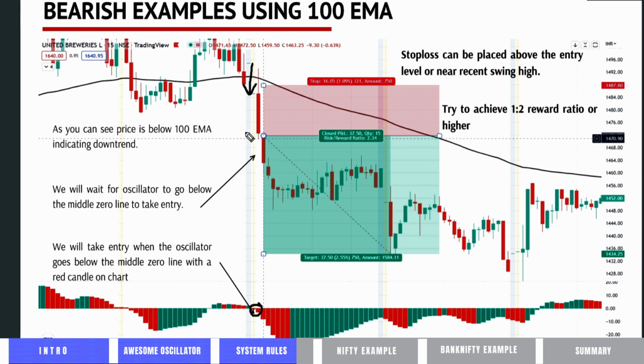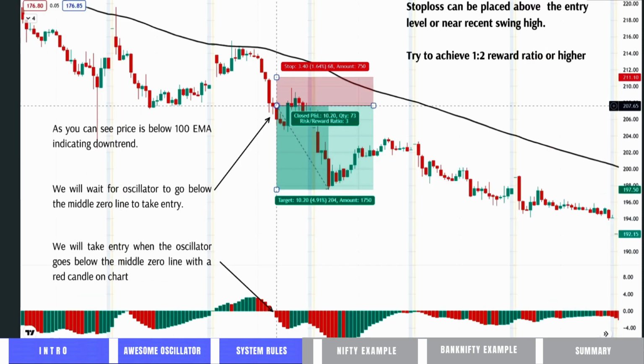So it is giving us an entry somewhere here, and we can see that the stock really went down very quickly. So as you can see, the Awesome Oscillator gives you a little confirmatory entry. It doesn't give you the entry right at the top, but the exits are very precise. As you can see, the exit is almost when the stock was about to be either sideways or it will go up. So it is giving us a confirmation entry, but exits are very precise and very quick. Let us see one more example before we look at the live charts on Nifty Bank Nifty.